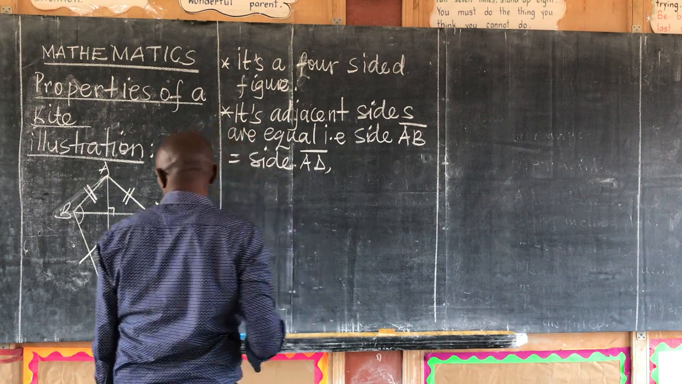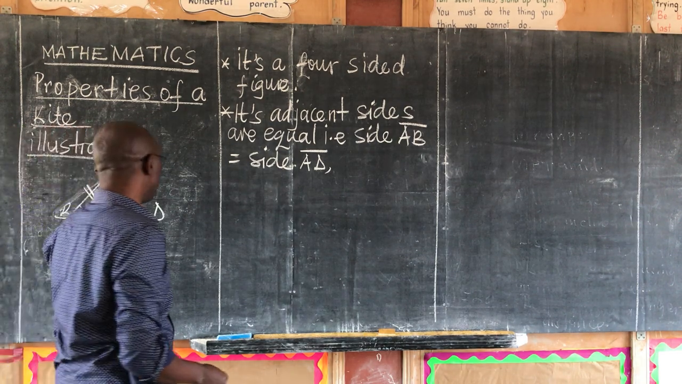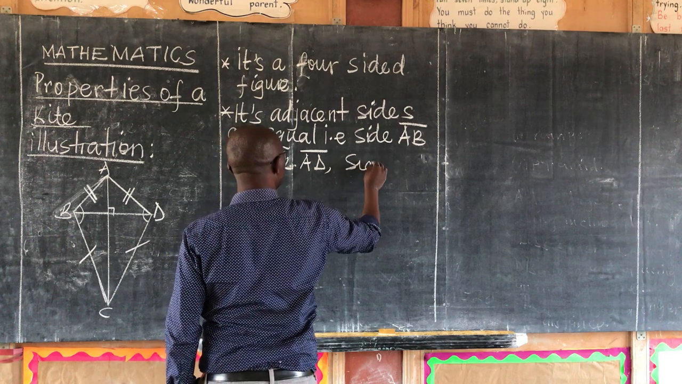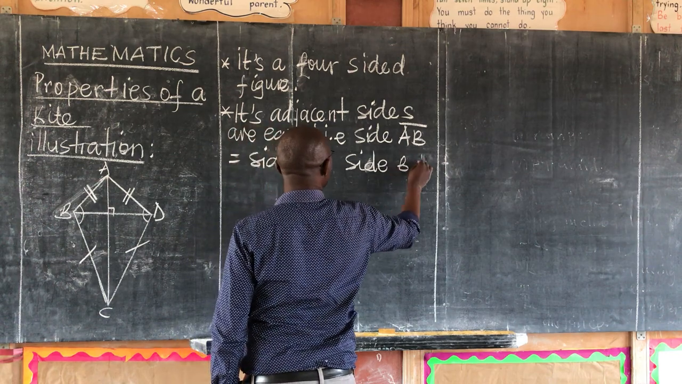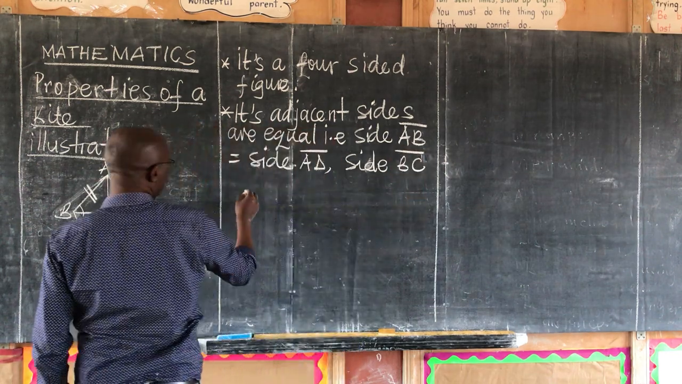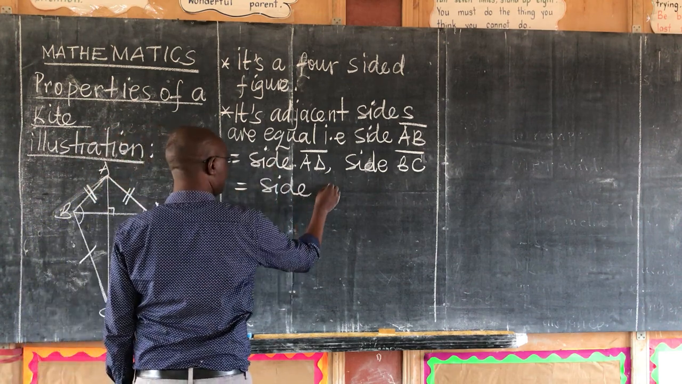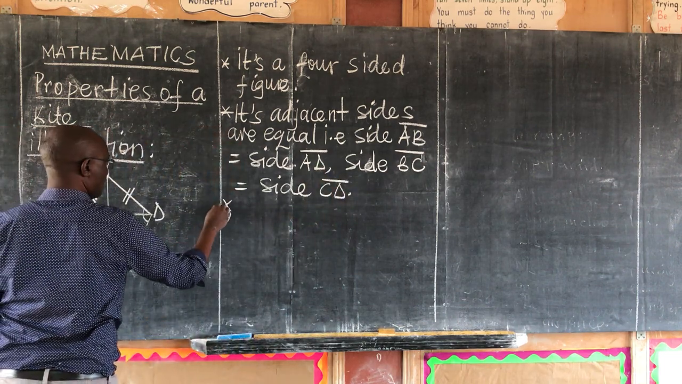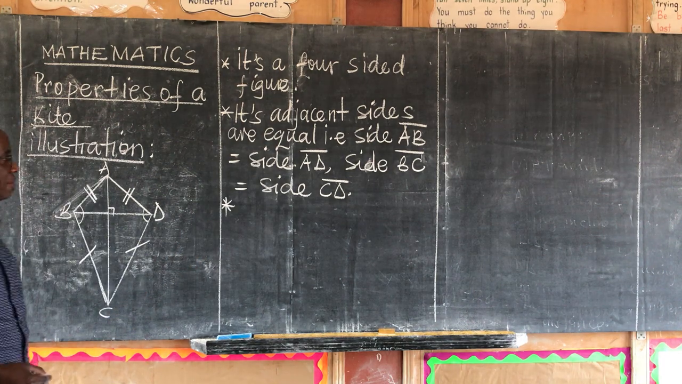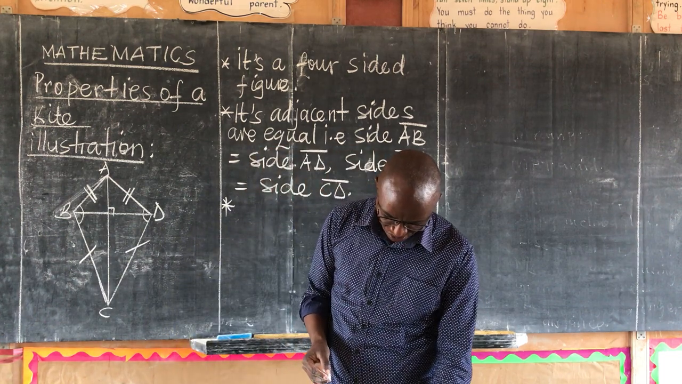We also have other adjacent sides. Side BC is adjacent to side CD, so even those two are equal. Meaning side BC is equal to side CD. So the property is that adjacent sides of a kite are equal.